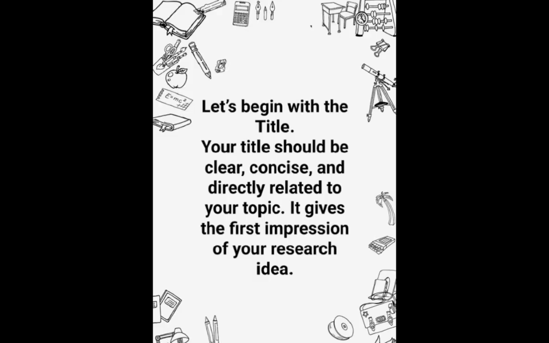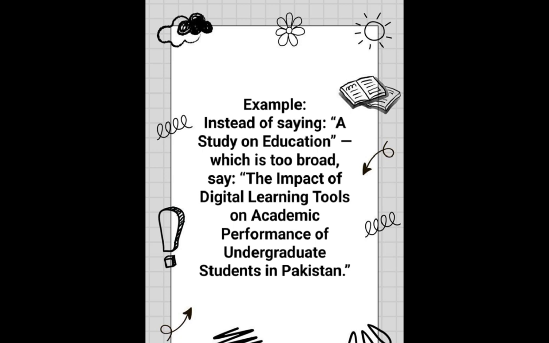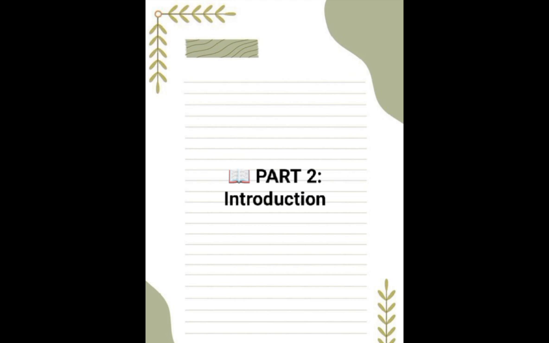Let's begin with the title. Your title should be clear, concise, and directly related to your topic. It gives the first impression of your research idea. Instead of saying "A study on education," which is too broad, say "The impact of digital learning tools on academic performance of undergraduate students in Pakistan." See the difference? The second title tells what, who, and where. It's specific, meaningful, and focused.